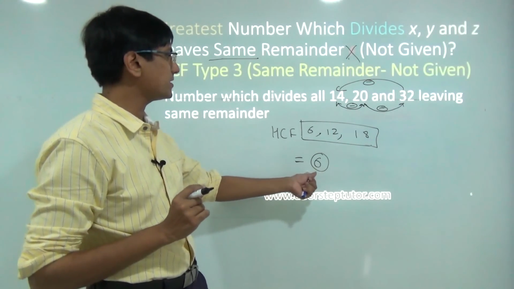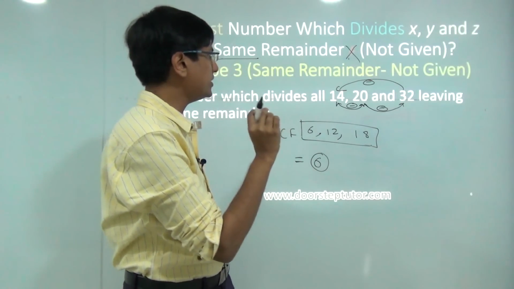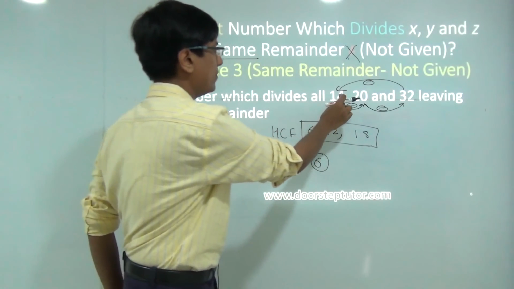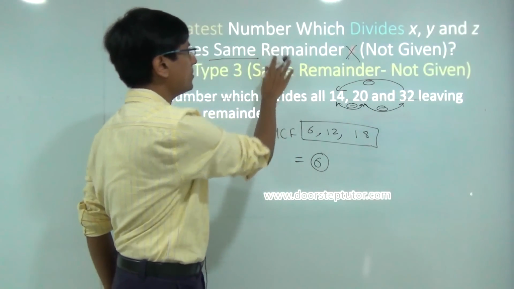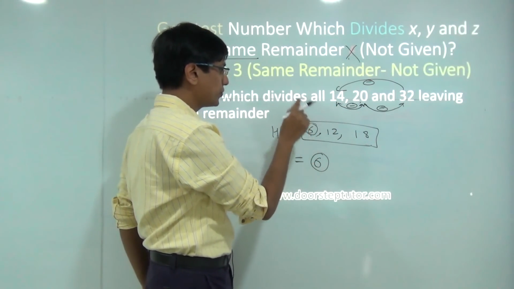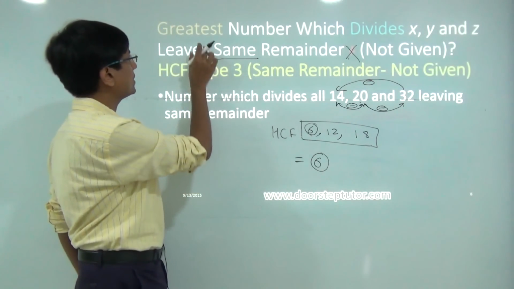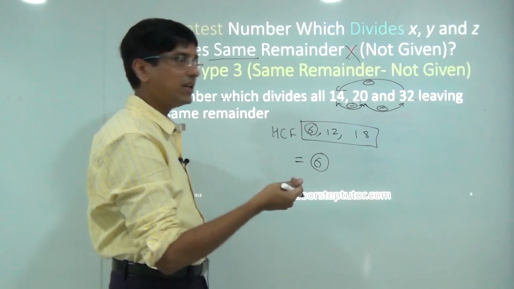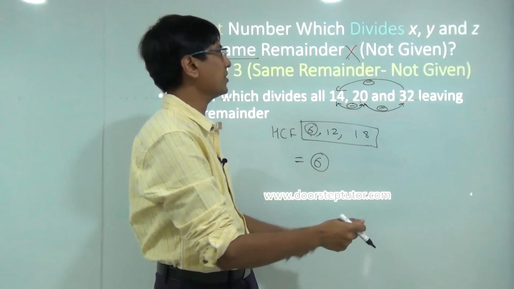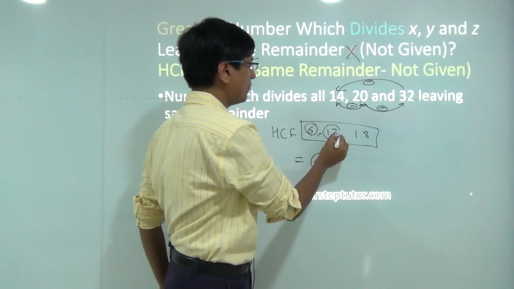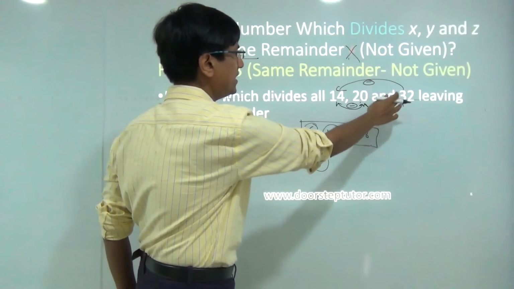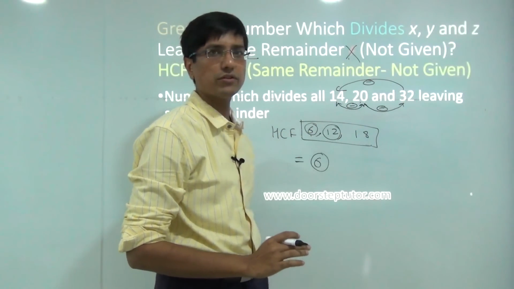And the reason why this works is because if you concentrate a little bit, you would realize that when we subtract 14 and 20, the common remainder cancels out, and the resulting number, in this case 6, should be divisible by the greatest number that we are trying to find. Similarly, the common remainder between 20 and 32 just cancels out, and we are left with a number which is completely divisible by this number that we are trying to find. And similarly for this last subtraction also, okay.